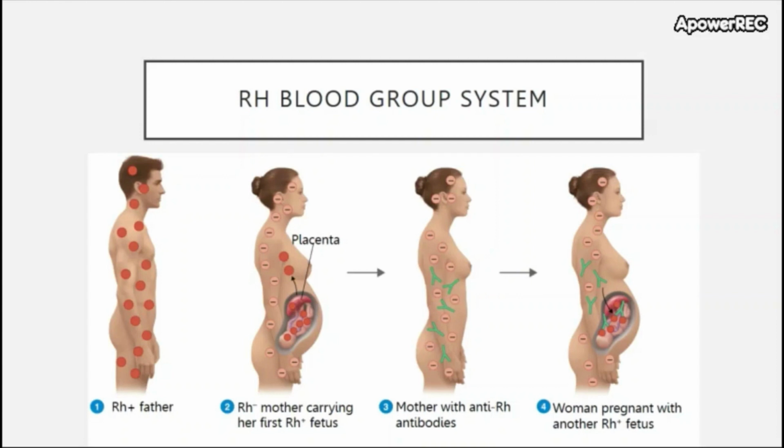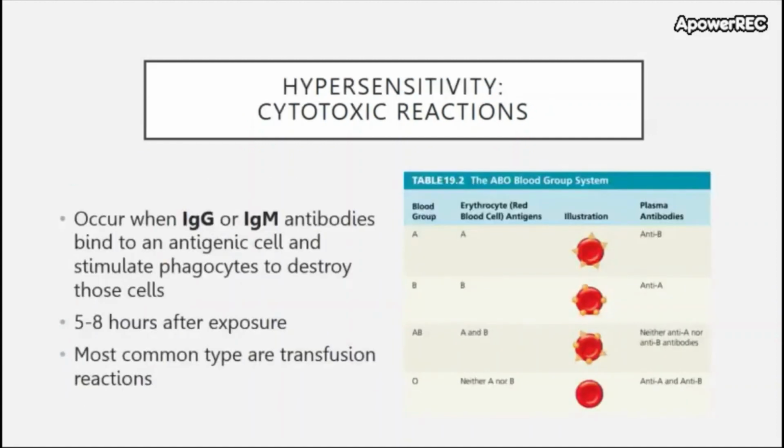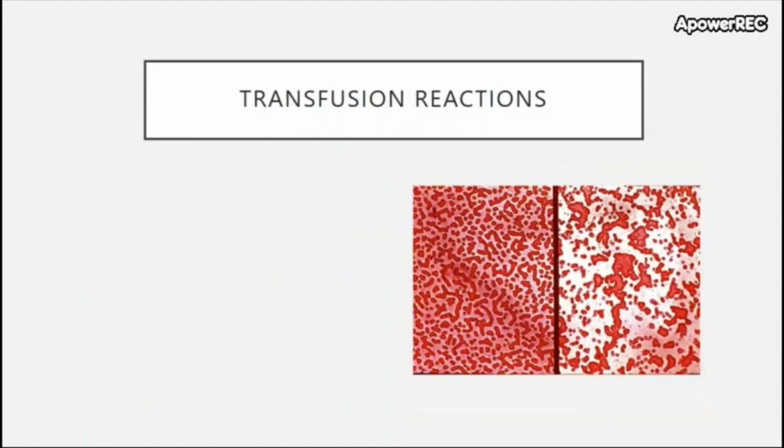first fetus, but if the woman becomes pregnant again with another Rh plus fetus, the woman will have a reaction to the fetus. The anti-Rh positive antibodies can cross the placenta and start destroying fetal red blood cells. And this can cause the newborn fetus to develop with jaundice and be severely anemic. So again, these are type 2 reactions. If we go back here, we see that these are type 2 cytotoxic reactions.